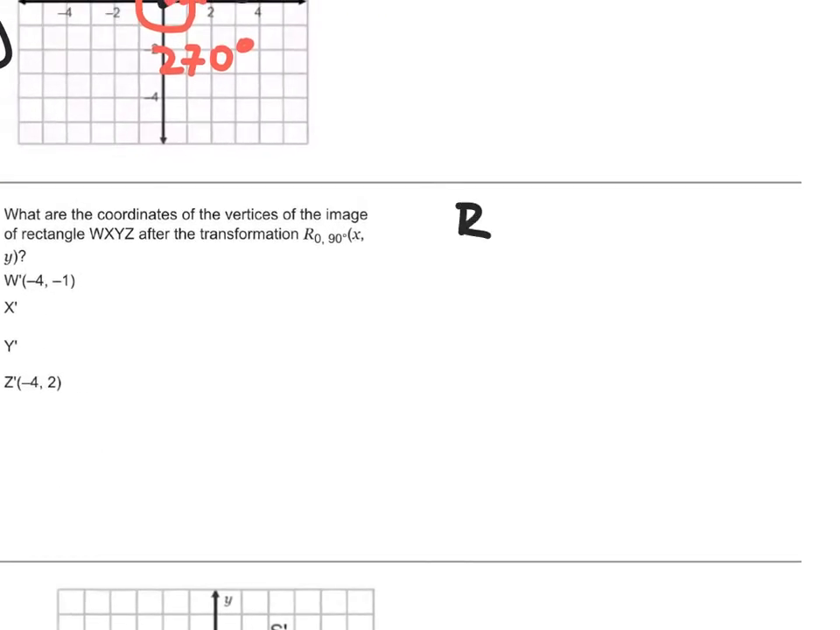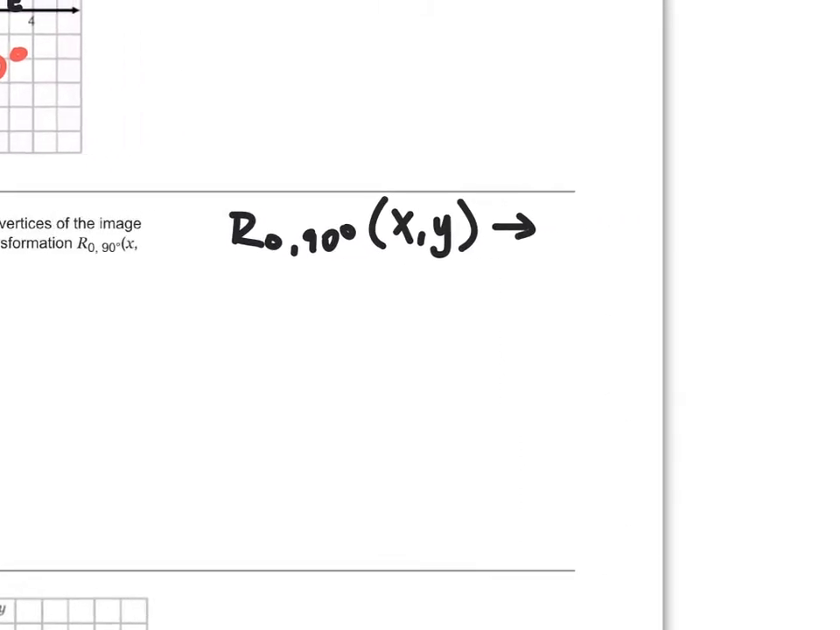If we rotate something about the origin 90 degrees, then (x, y) is going to change to the new point (-y, x). So remember, what we're doing is switching our x and y values, and the value that was y is going to be the opposite over here.